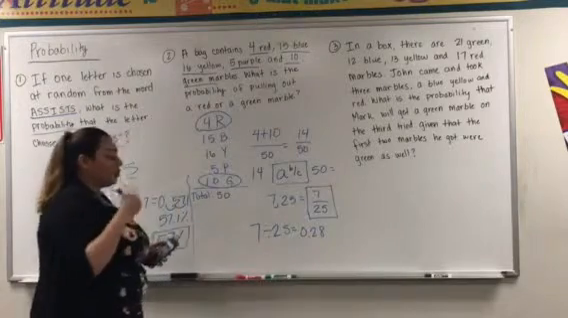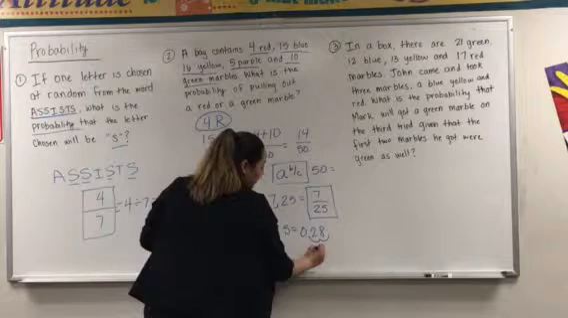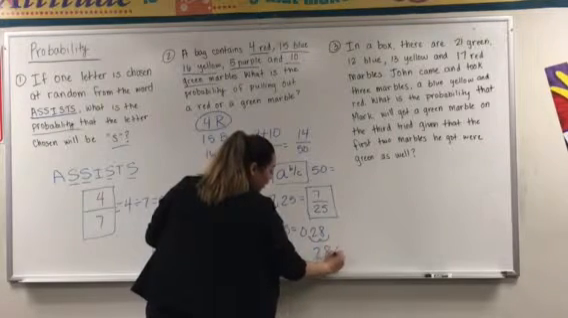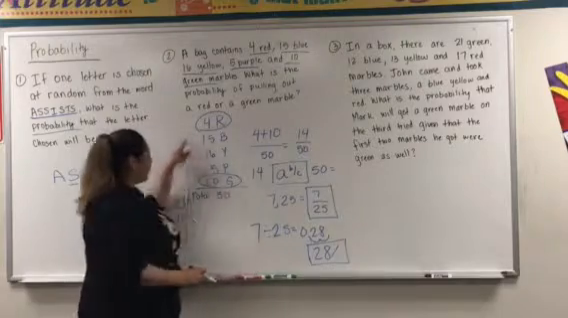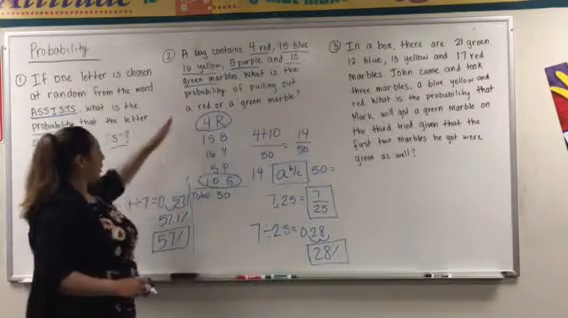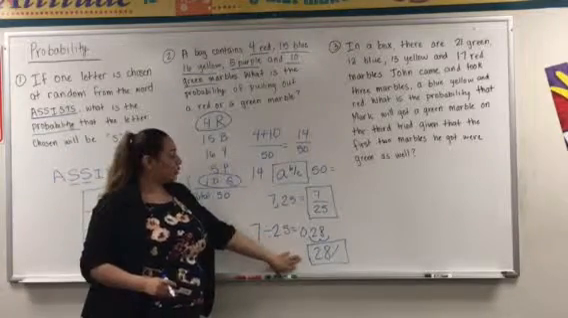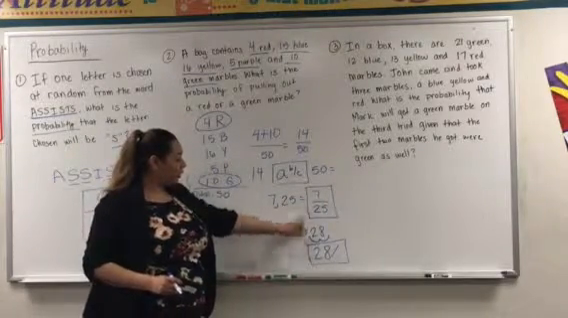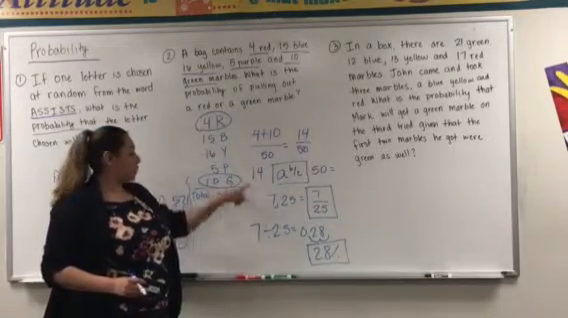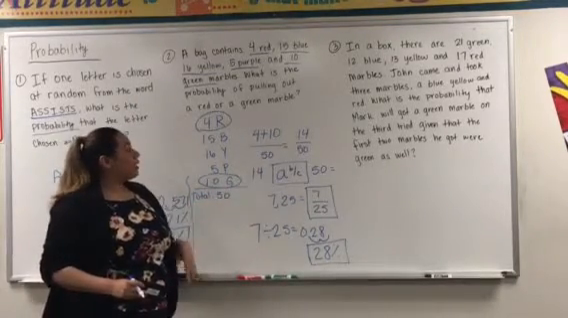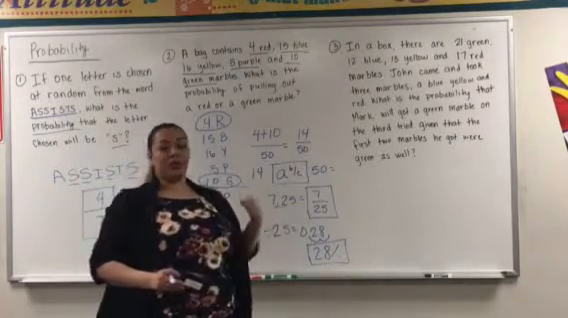We're going to move the decimal over twice to the right. So 1, 2, it's going to become 28%. So the probability of us choosing a red or a green marble from the bag that contains a total of 50 is 28%. Both of these are correct. Remember that the ABC button is to reduce the fraction. Don't forget that one.